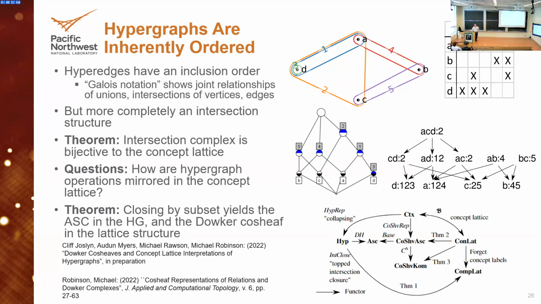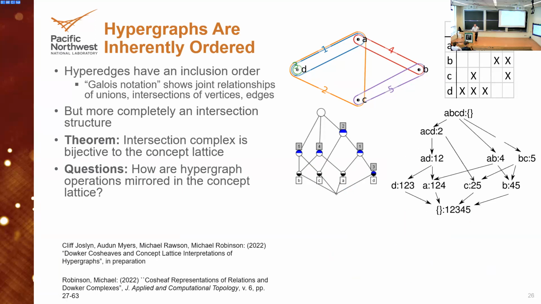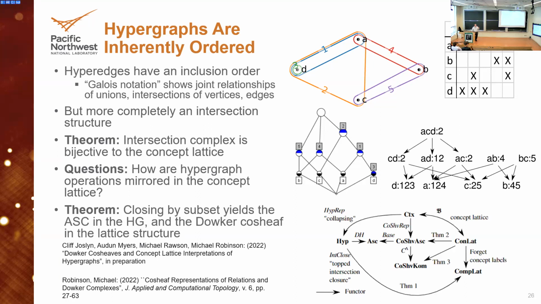We're also working with another structure called a Dowker complex. Notice in the intersection complex, I'm forming intersections. In the Dowker complex, what I'm forming are abstract simplicial complexes. I'm closing down by subset. So that lattice over there in the center is now showing not just the intersections, but also all the possible included subedges.